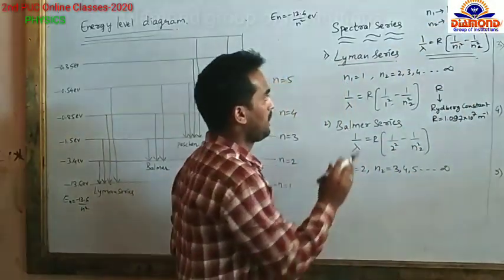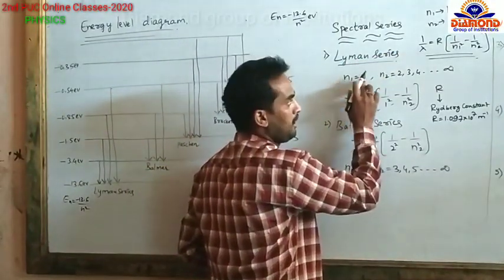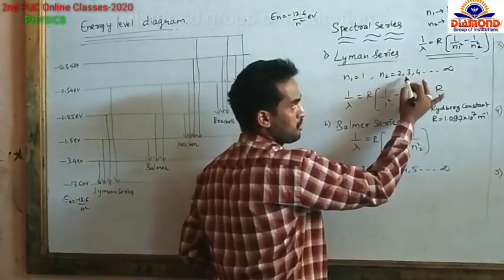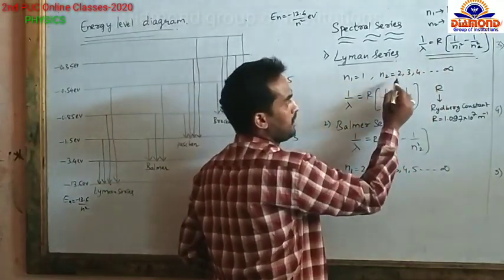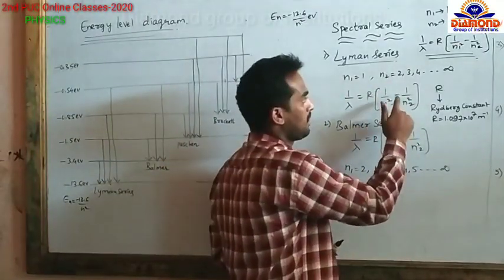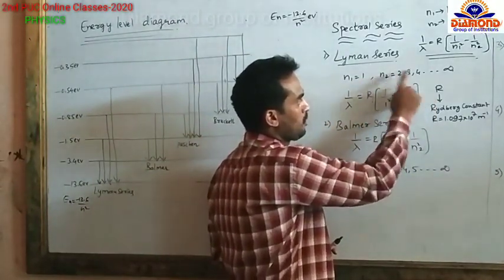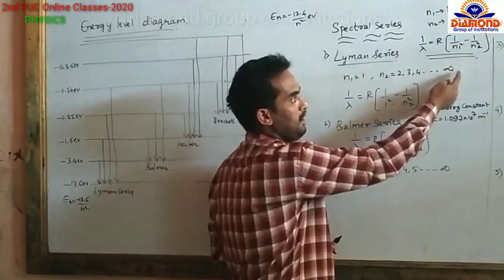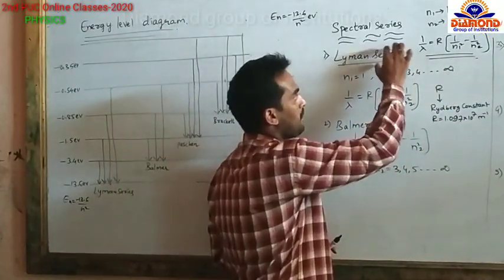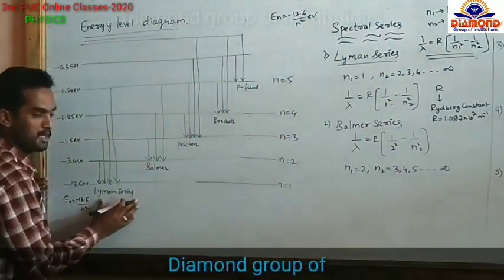So see the values here. n1, the lower orbit, is fixed in Lyman series. What is the value? 1. But the electron has higher orbits 2, 3, 4, and so on up to infinity. That means the electron can jump from 2 to 1, 3 to 1, 4 to 1, 5 to 1, 10 to 1, like that infinity to 1. That means the lower orbit is fixed in case of Lyman series. That is called the first series of the spectral series, called Lyman series.